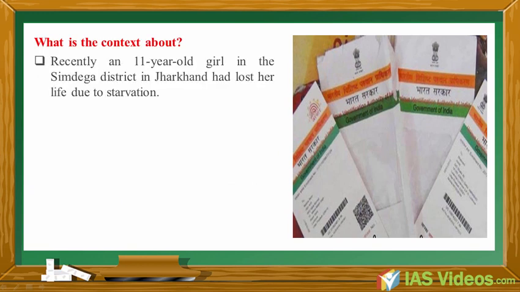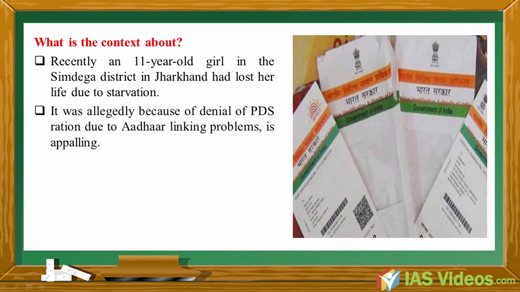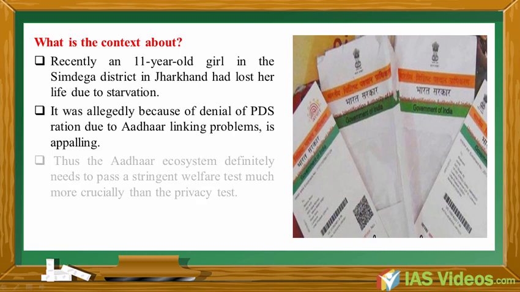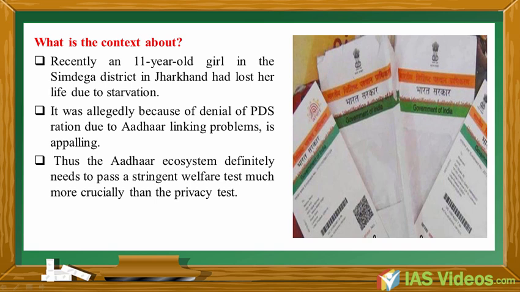What is the context about? Recently, an 11-year-old girl in the Simdega district in Jharkhand lost her life due to starvation. It was allegedly because of denial of PDS ration due to Aadhaar linking problems, which is appalling. Thus the Aadhaar ecosystem definitely needs to pass a stringent welfare test, much more crucially than the privacy test.